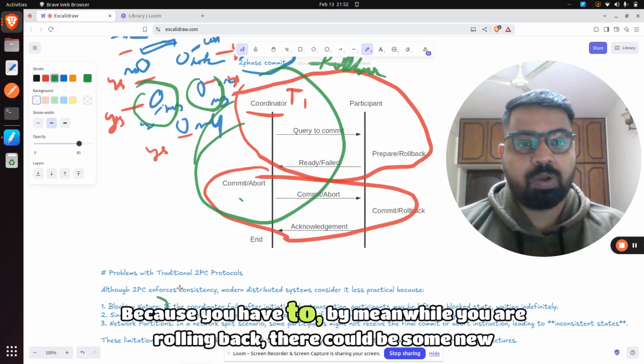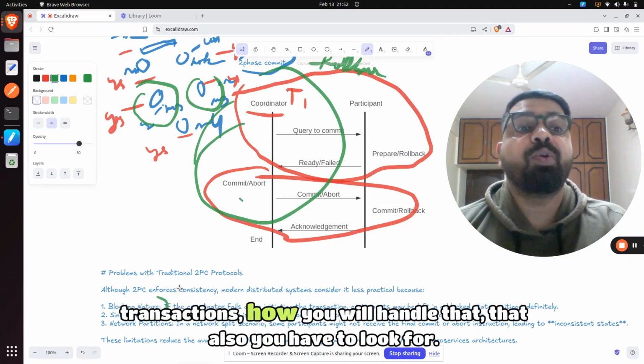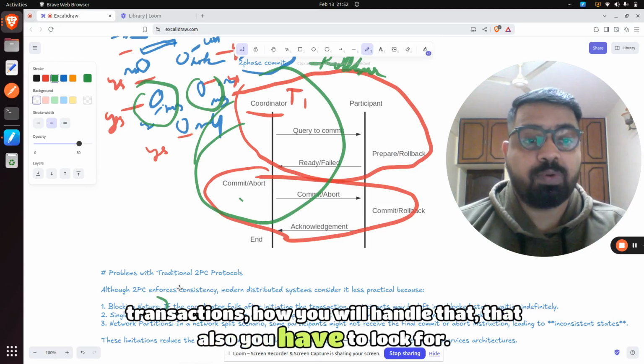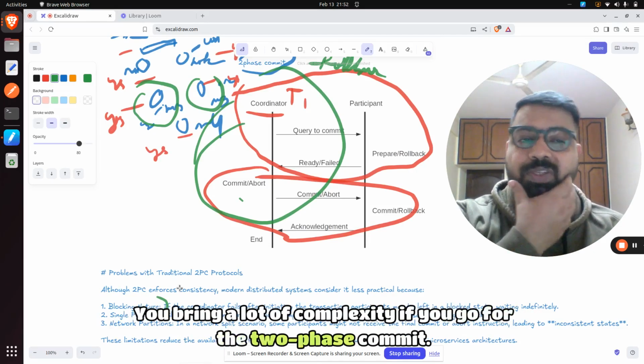Because meanwhile you're rolling back, there could be some new transaction. How will you handle that? That also you have to look for, right? You bring a lot of complexity if you go for the two-phase commit, right?